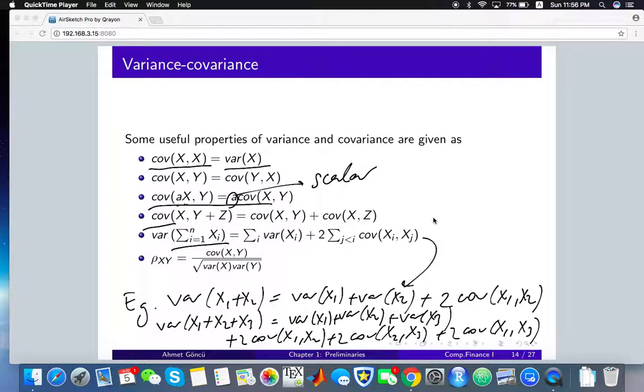And finally, the last property is about the correlation coefficient. We denote this by rho. So this gives us the correlation between two random variables x and y, and it can be calculated using this formula.